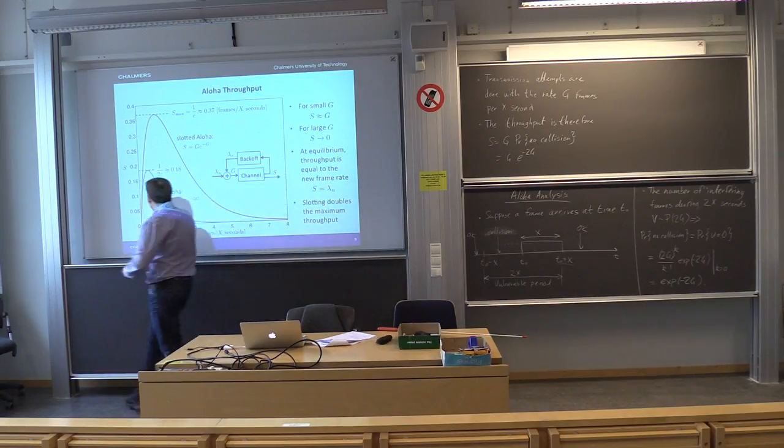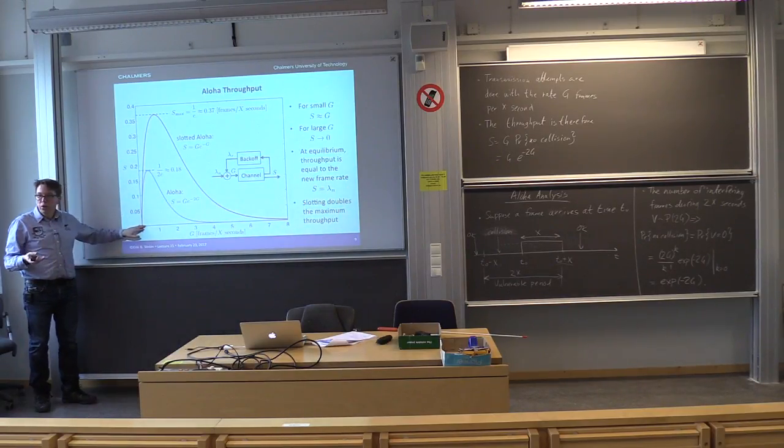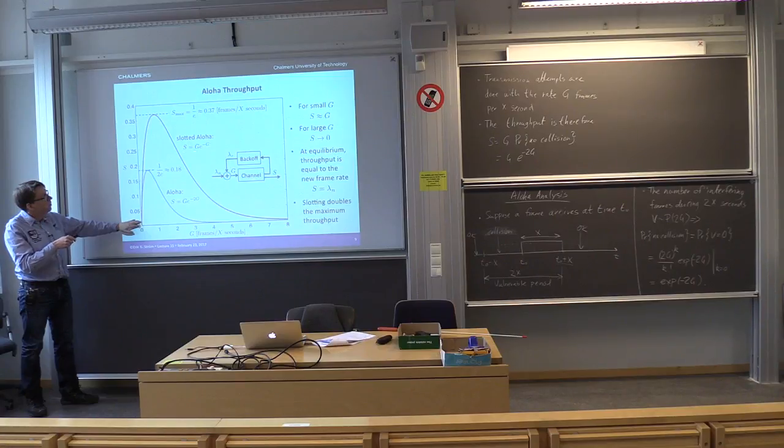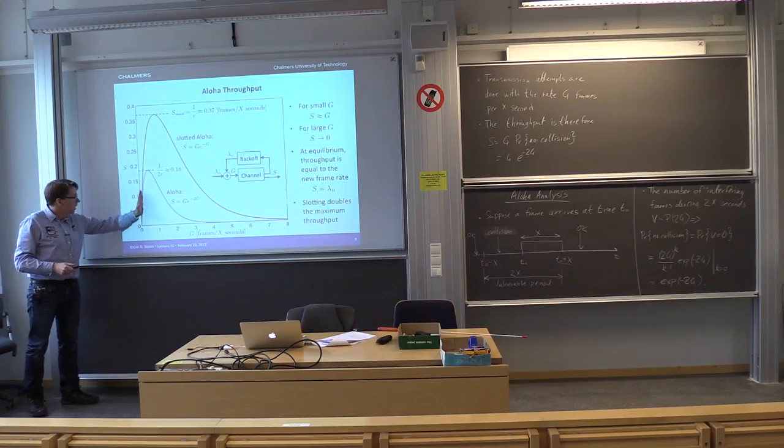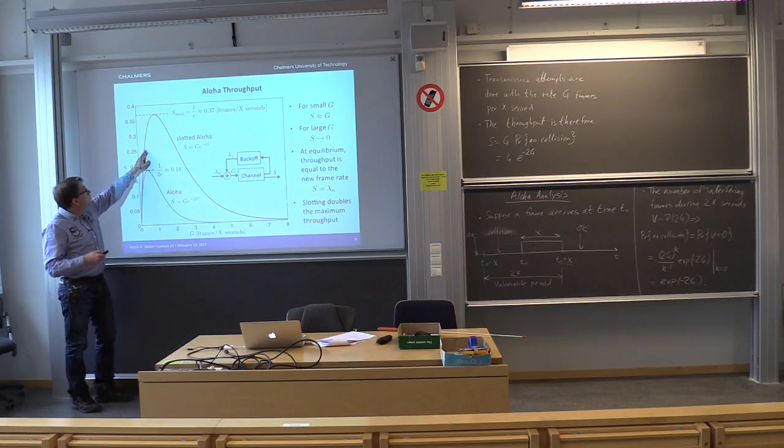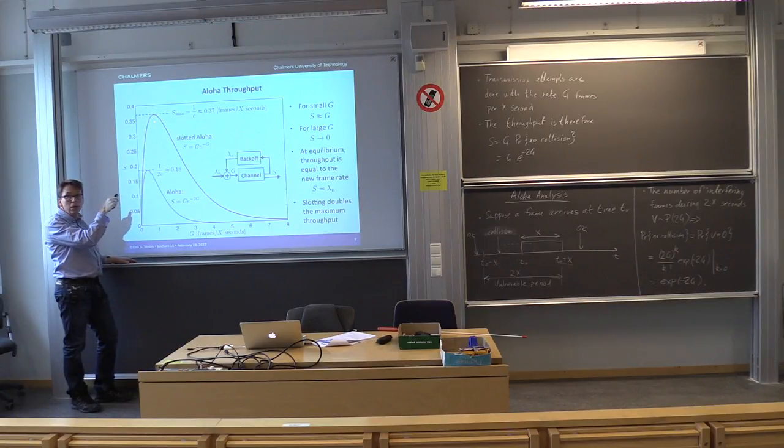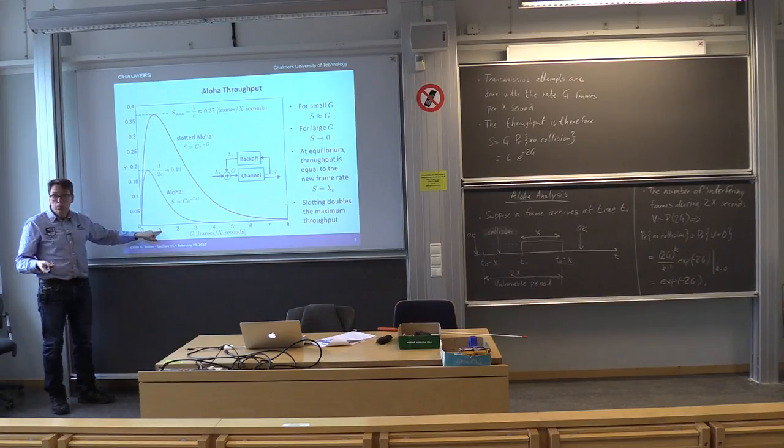If G is very small, we would expect no collisions, and then S would be equal to G, more or less, in this region. And that's exactly what we see. If we go through slotted ALOHA, for instance, then our analysis showed this red curve. In the beginning, the slope is essentially 1, which means that all attempts are successful. Then we get more and more collisions, and here we get the maximum throughput we can get. That happens when G is equal to 1.